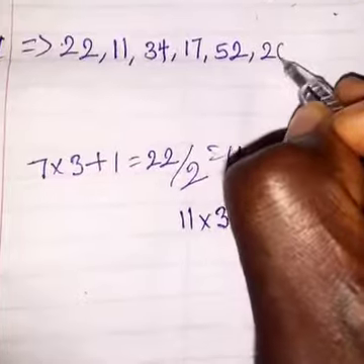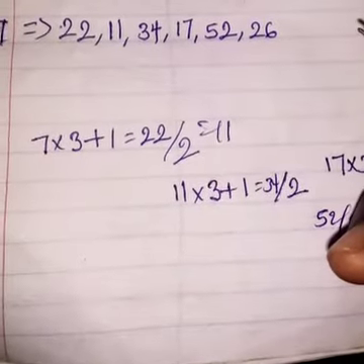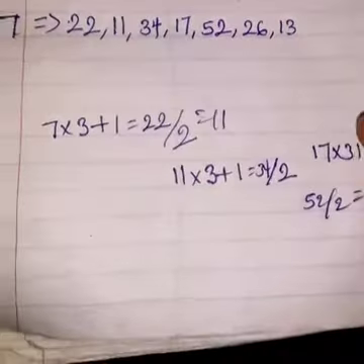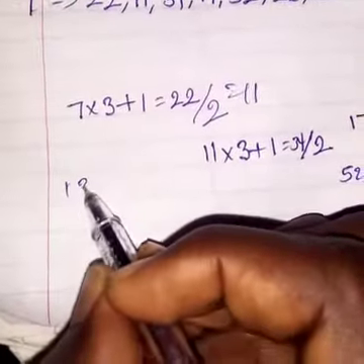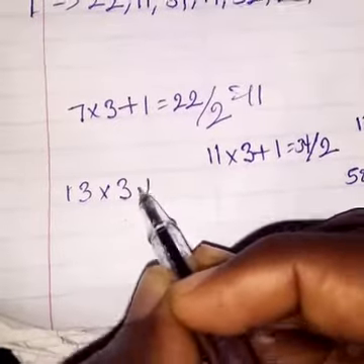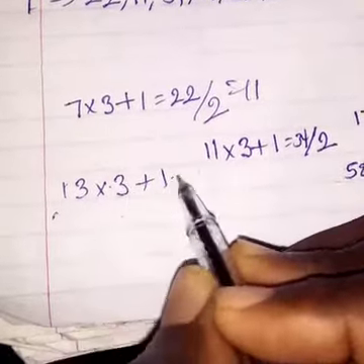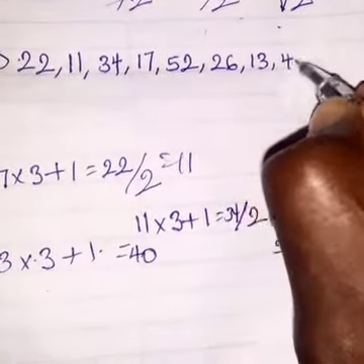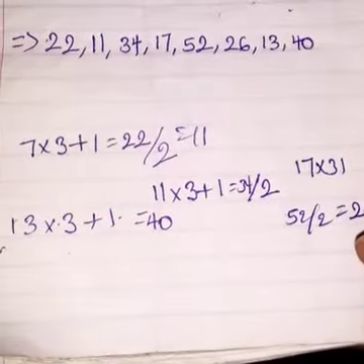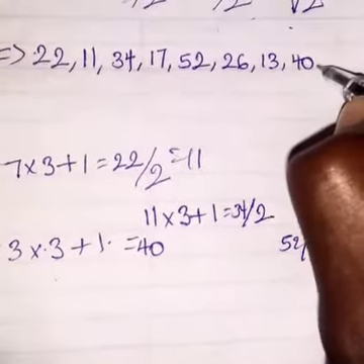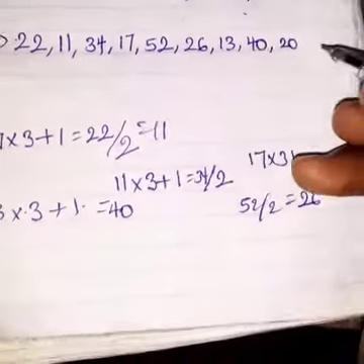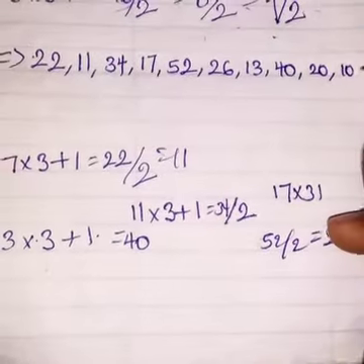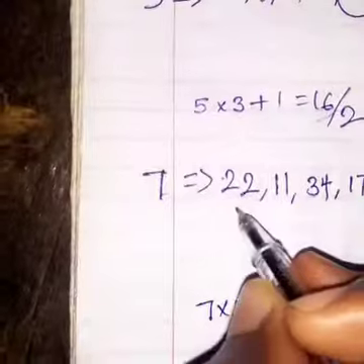26 here. 26 is also even. So you divide it by 2, you have 13. 13 is odd again. So you multiply it by 3 again. 13 times 3 plus 1. 13 times 3 is 39 plus 1. We have 40. Our next term here is 40. 40 is also even. So when you divide this by 2, you have 20. 20 is even again. When you divide this by 2, you have 10. 10 is even. When you divide this by 2, you will have 5.